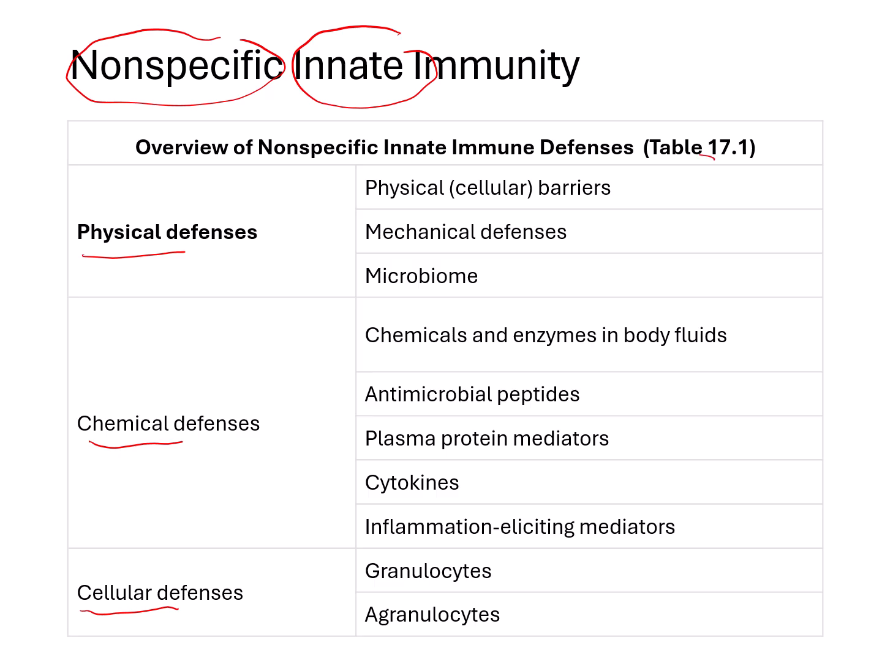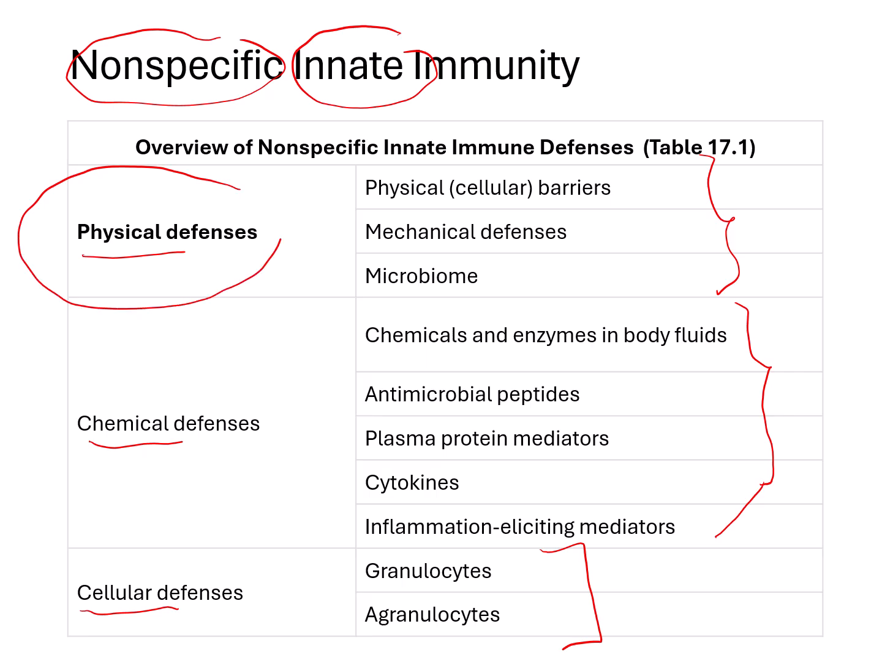These are things like the skin, the mucous membranes, and mechanical removal mechanisms. Whereas chemical defenses include enzymes, antimicrobial peptides, and cytokines. Cellular defenses are going to involve white blood cells like neutrophils and macrophages. Today, we're going to be focusing on the physical portion of this system.